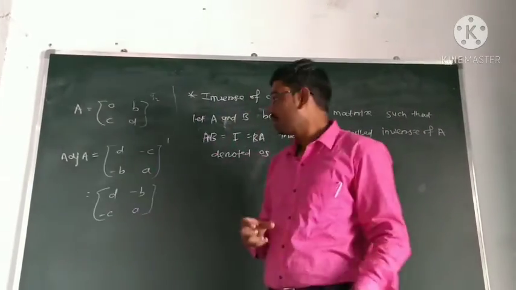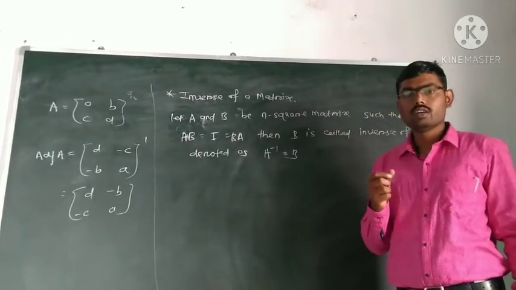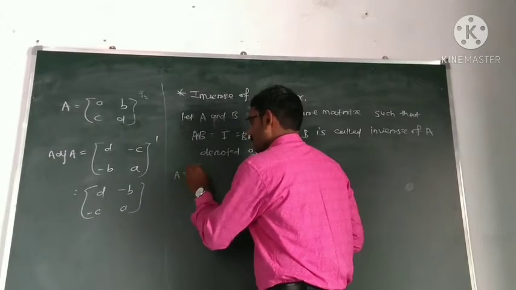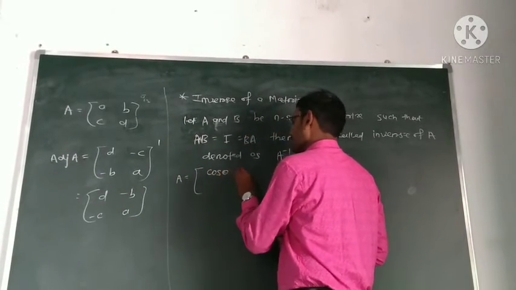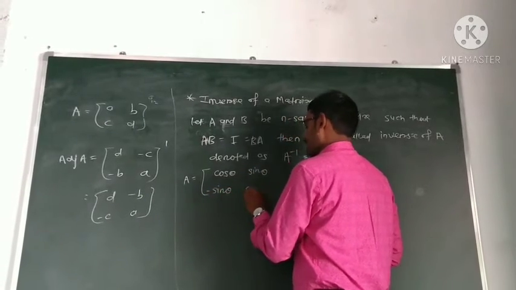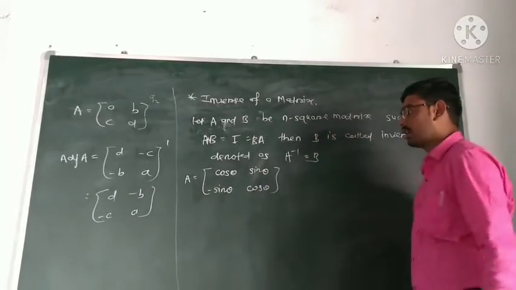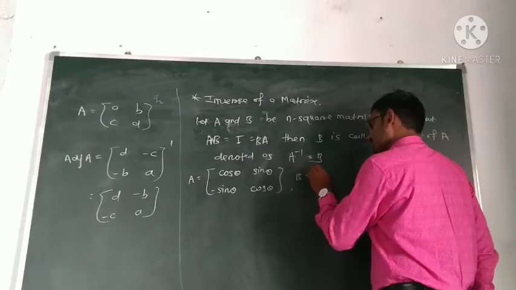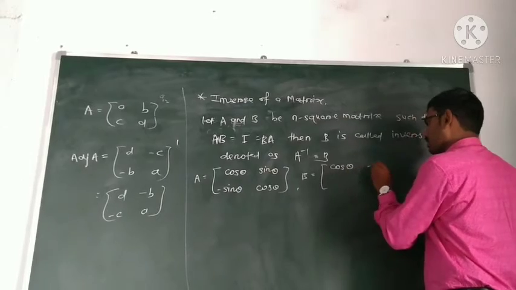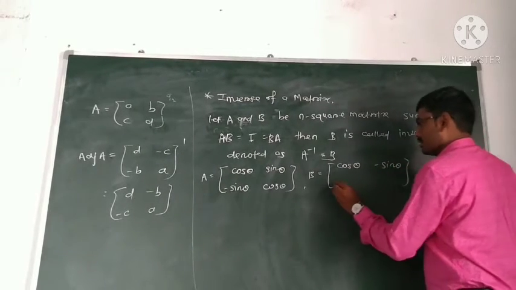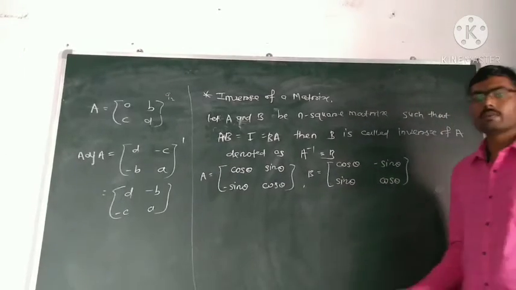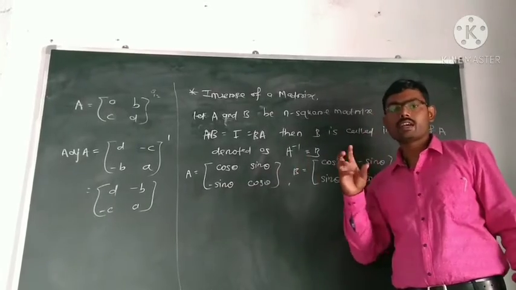Now we will give one example of a matrix. Consider the matrix A equal to cos theta, sin theta, minus sin theta, and cos theta. And take the matrix B equal to cos theta, minus sin theta, sin theta, cos theta. Now find the product AB and the product BA.